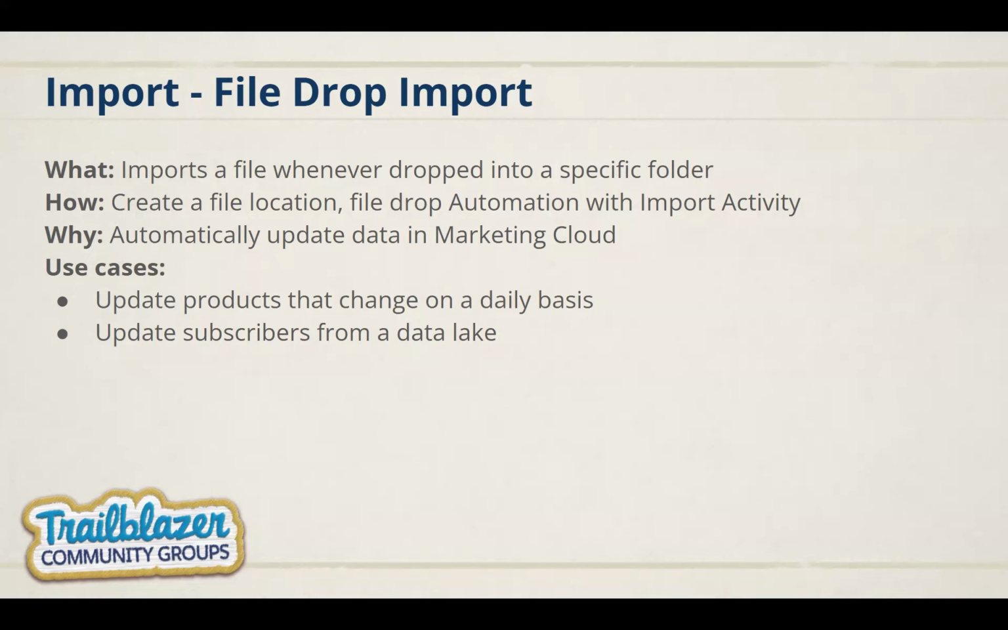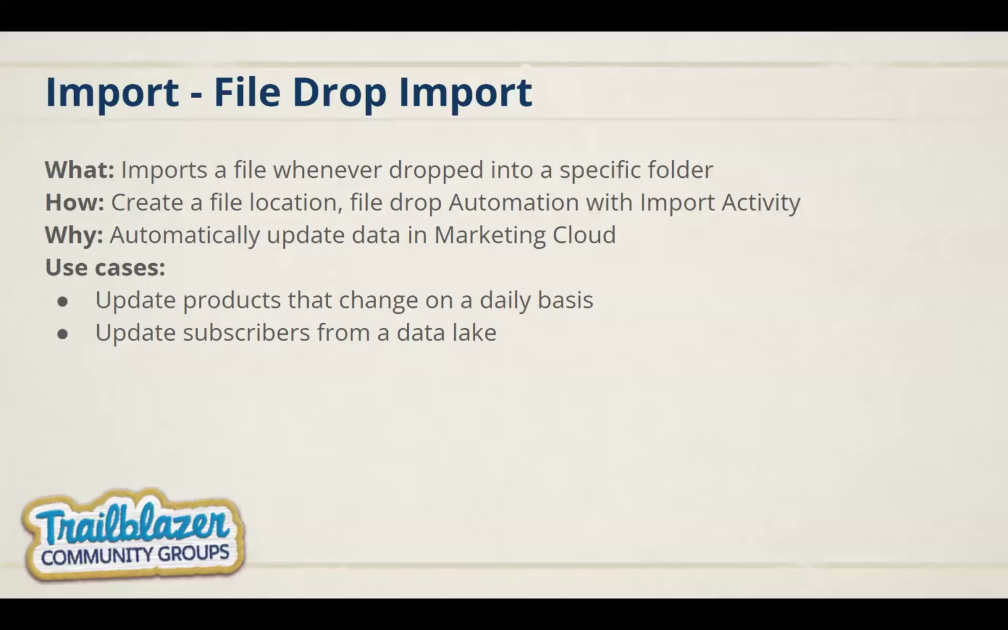This would be used if you wanted to automatically update data in Marketing Cloud. So an example of this is that if you have products that are changing on a daily basis, say you have a website where there are new products every day, you might want to use this where that third-party data source is dropping in that file every morning. You're pulling that in, updating your products in Marketing Cloud if you're using them for, say, an abandoned cart email where you need all that product information. And then you can also update subscribers from the data lake as well.